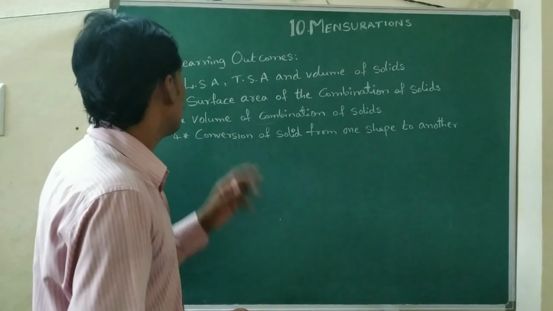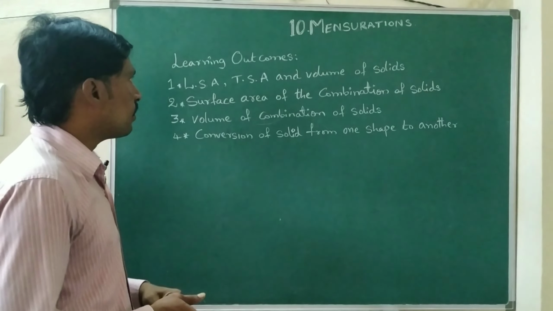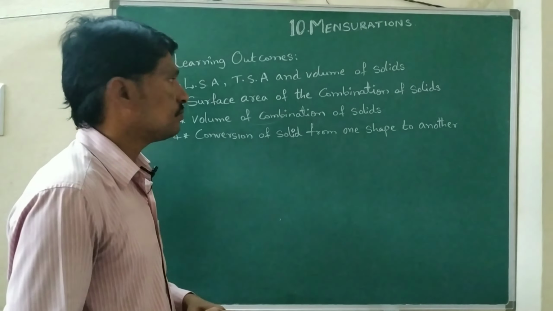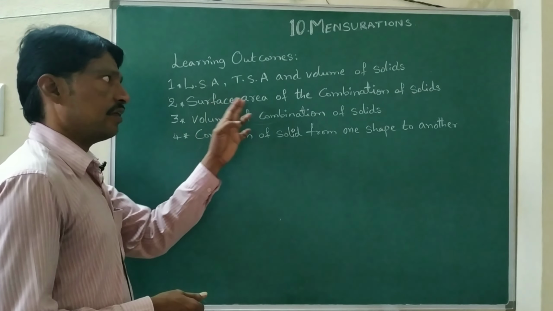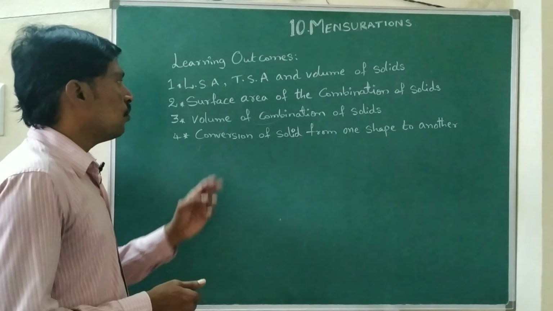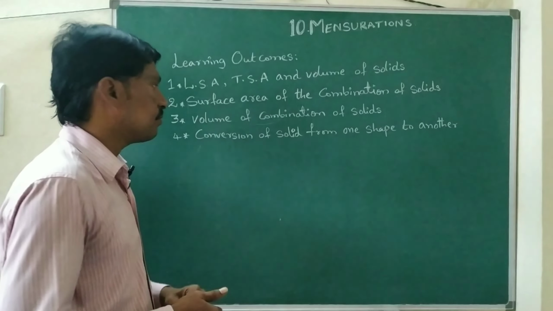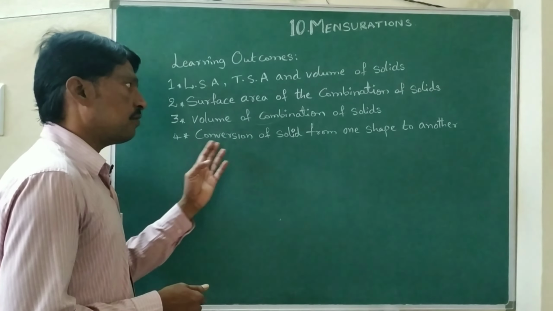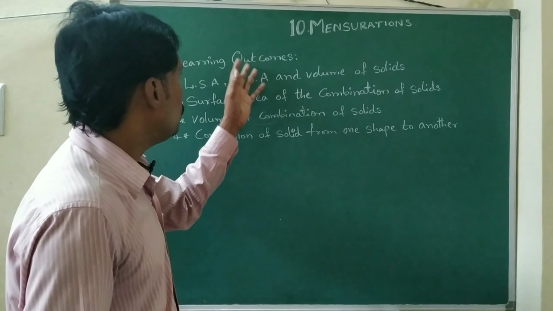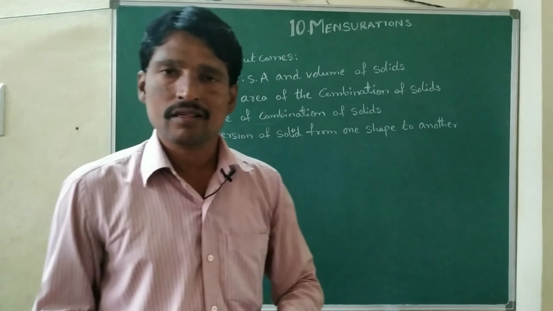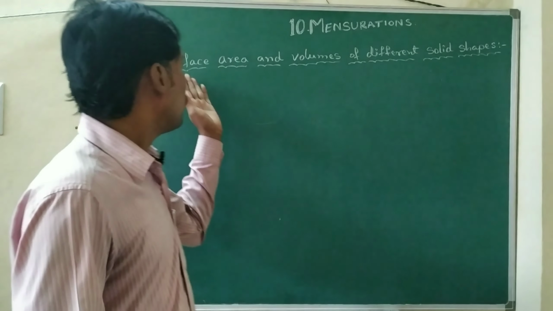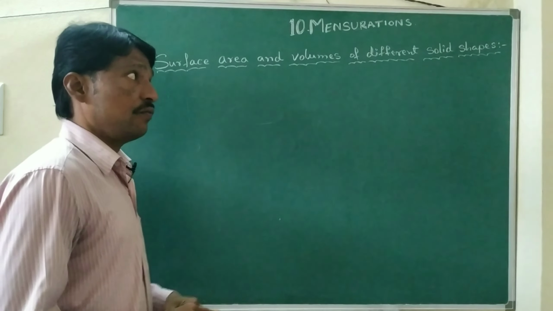Learning outcomes. First one, lateral surface area, total surface area and volume of solids. Second one, surface area of the combination of solids. Third one, volume of combination of solids. Fourth one, conversion of solids from one shape to another shape. Each and every topic we can discuss in various videos. Let us see surface area and volumes of different solids.